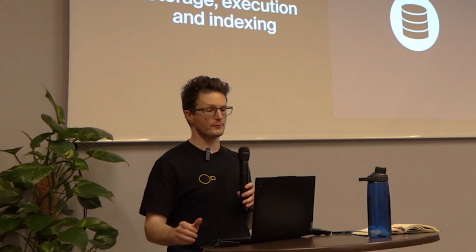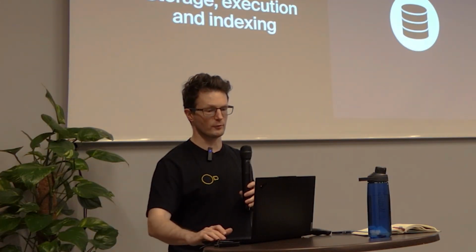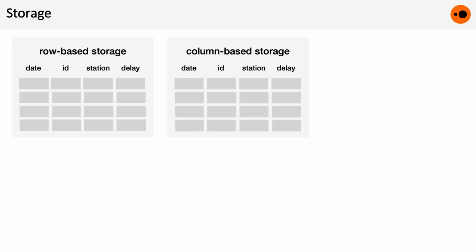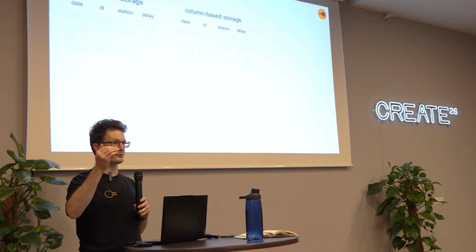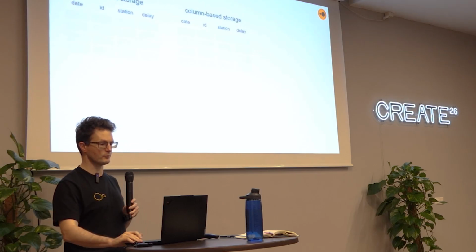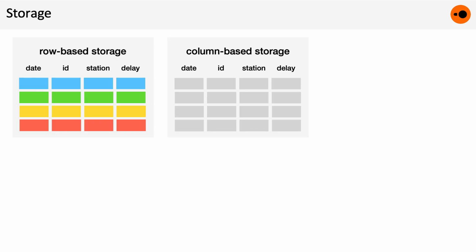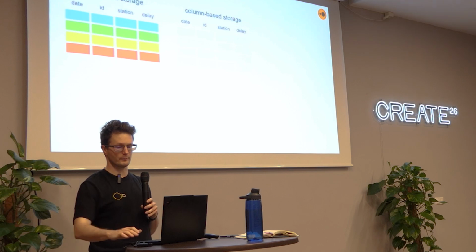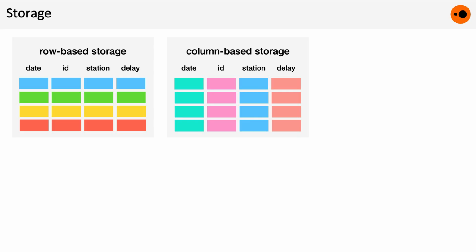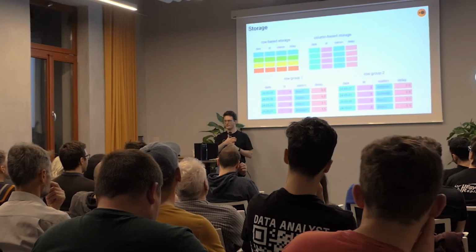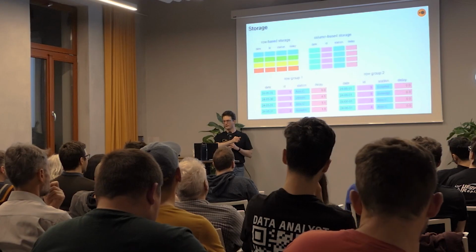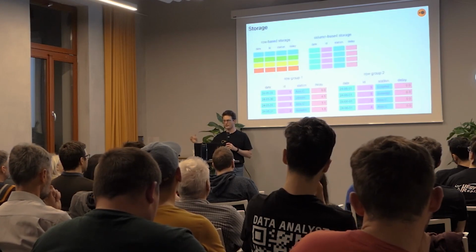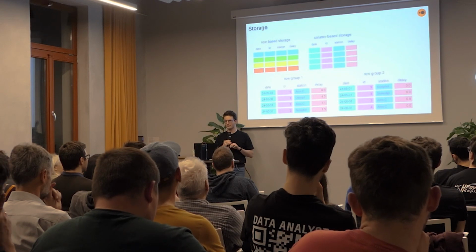Let's move on to the internals, mainly storage, execution, and the indexing of DuckDB. So DuckDB has a column-based storage, which means that unlike Postgres, MySQL, and SQLite, which do row-based storage, where every row is stored physically together on disk, DuckDB uses a columnar storage. This has a bunch of advantages. For example, we have this railway dataset where we have some dates, some train stations, some of the delays that the trains have accumulated, and we have organized this in a columnar layout.